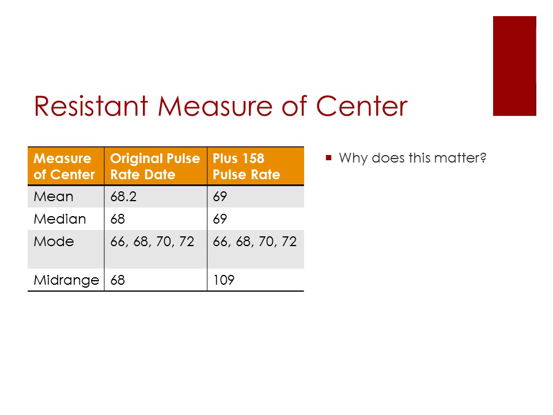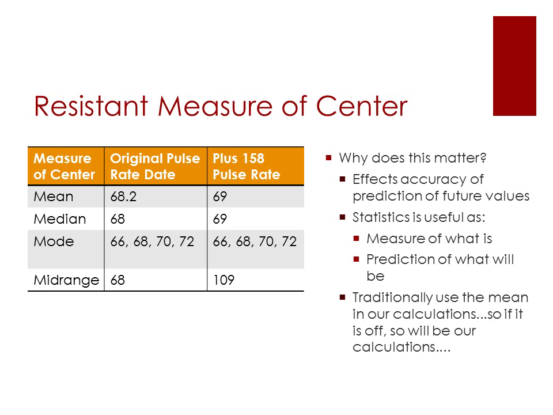So, why does this matter? Well, it matters because of the effects on accuracy and prediction of future values. We use statistics, one, to measure what is. That is important. We need that for a baseline if we're going to look at changes that occur in the future. However, we also often want to use statistics to make a prediction for what will be in the future. Knowing what my sales are now is one useful thing. Being able to make a prediction about what they're going to be 3 months from now is also another important piece of information and helps me make appropriate plans.